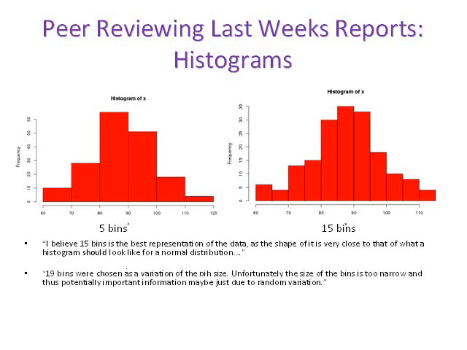Okay. Next comment, 19 bins were chosen as a variation of the bin size. But the bin size was too narrow and potentially important information may be just due to random variation. Sounds plausible, but when you look at it carefully, the logic of what is being said here is not totally obvious. Certainly if the bin sizes are very narrow, then you'll only get one or two items in a bin and many bins will be empty and you'll get a very sort of strange looking thing.